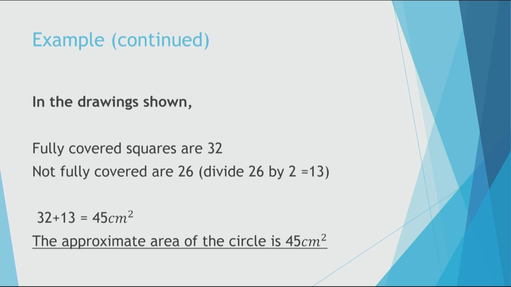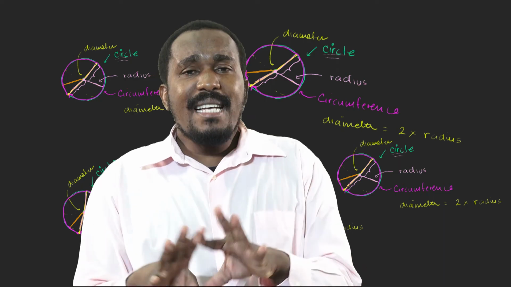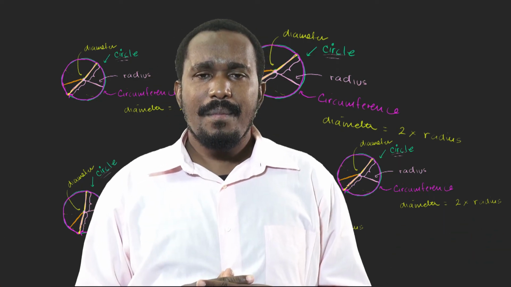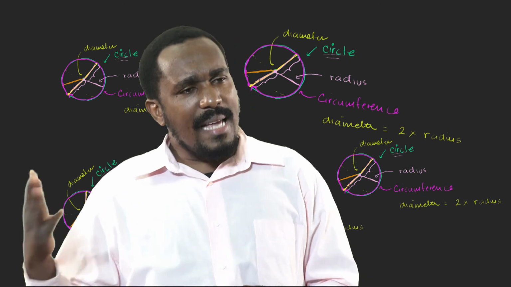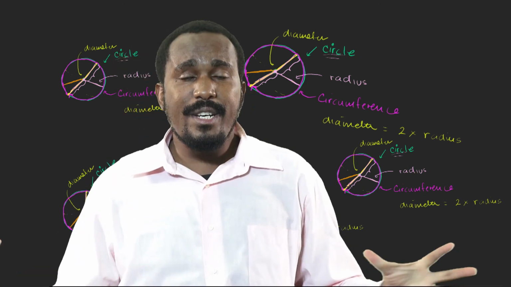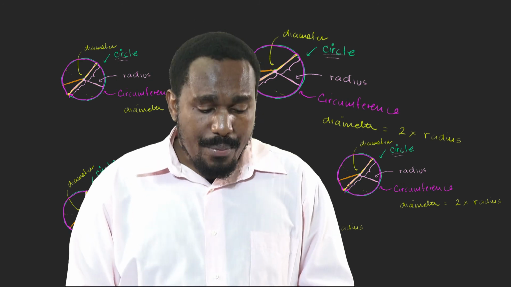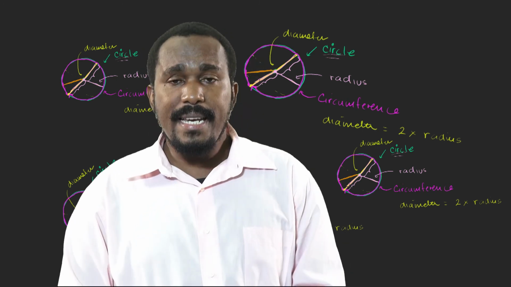So this is how we approximate. It is not the exact area, but just roughly guessing closer to the correct answer. Why is it not accurate? Why is it just an approximation? We say that because those that are partly covered, we have just treated them as half. Others are more than half, some are less than half, but we have just treated them as half. That's why it is an approximation. This is an approximated area.